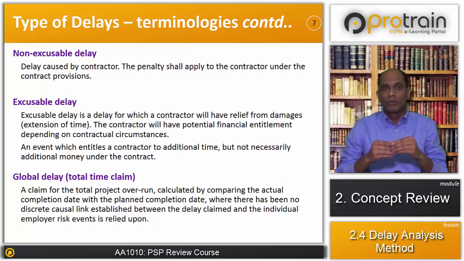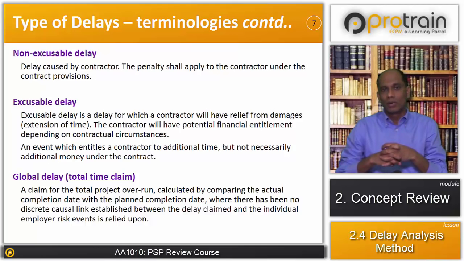So, excusable delay is an event which entitles a contractor to additional time but not necessarily additional money under the contract. We'll understand this better when we talk about concurrency.